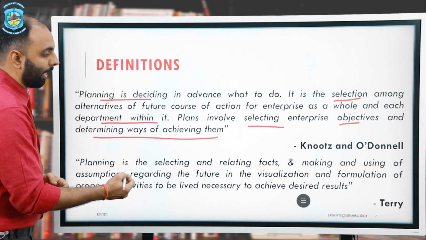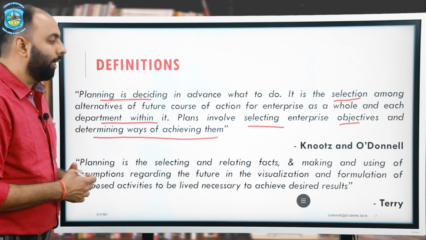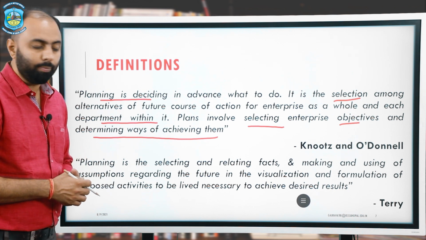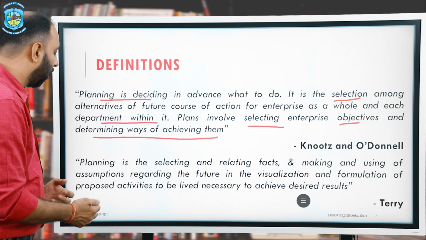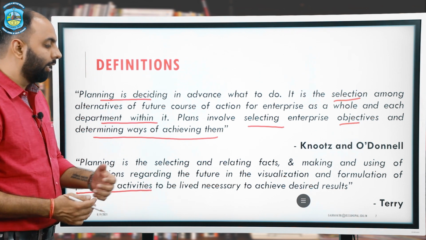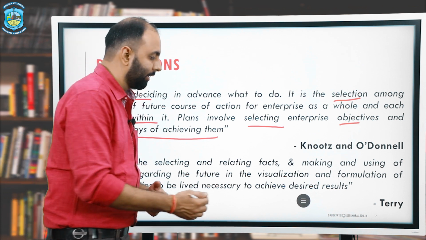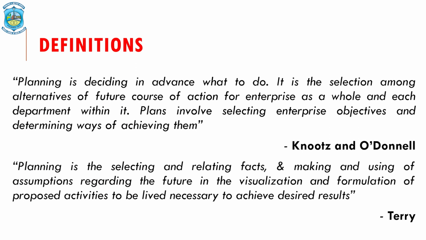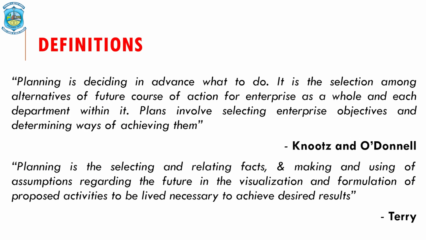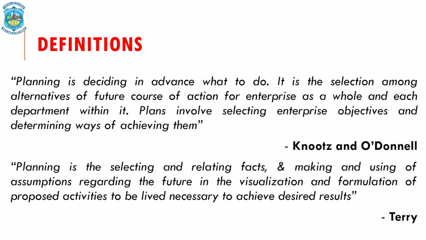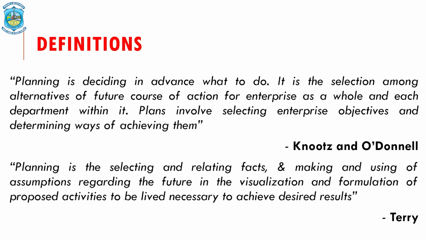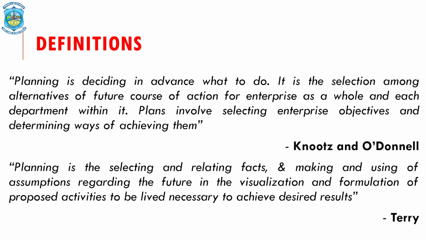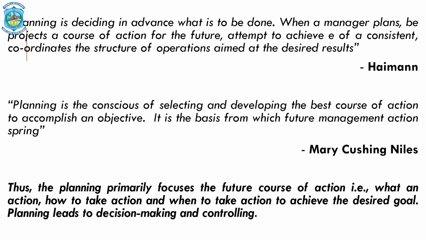Then planning is selecting and relating facts, making and using assumptions regarding the future, in the visualization and formulation of proposed activities believed necessary to achieve the desired result. So if you want to achieve a desired result, like if you want to achieve a distinction in your subject, you make a strategy, you make a plan. Similarly, you collect the facts, you formulate them, and you organize them for attaining the desired results. That is by Terry.